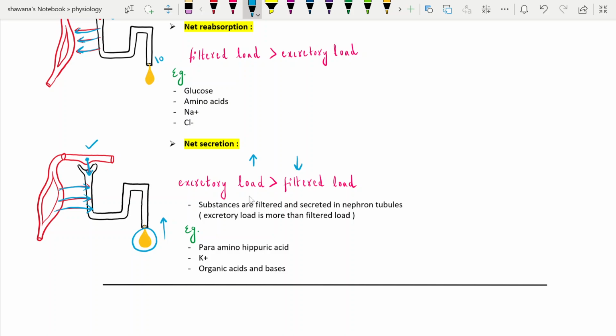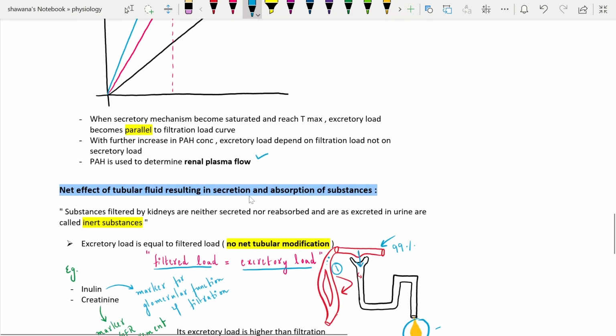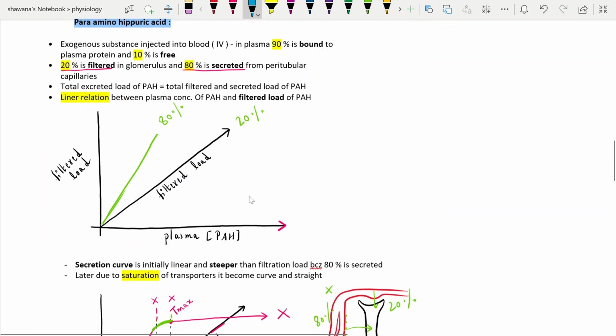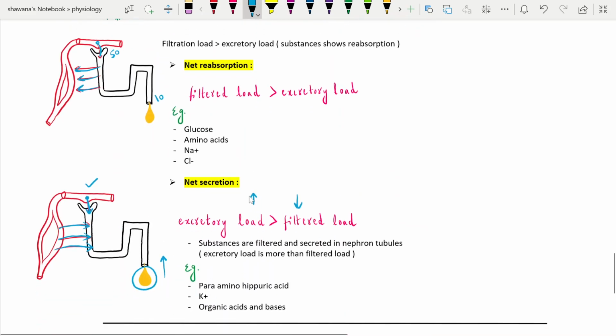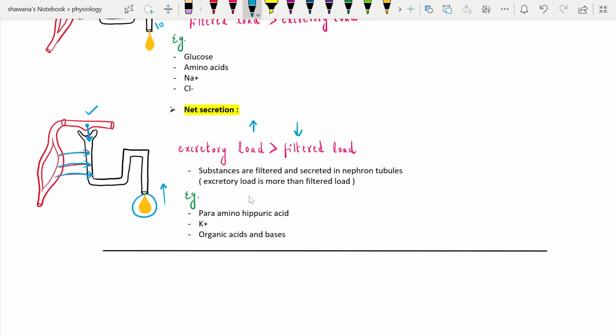We have discussed the example of para-aminohippuric acid, because it is secreted as well as filtered. The filtered amount is only 20% and the secreted amount is 80%. So para-aminohippuric acid and organic acids and bases, like potassium and hydrogen ions, are all actively secreted into the nephron. So it means that excretion of these substances is higher than the filtered load.